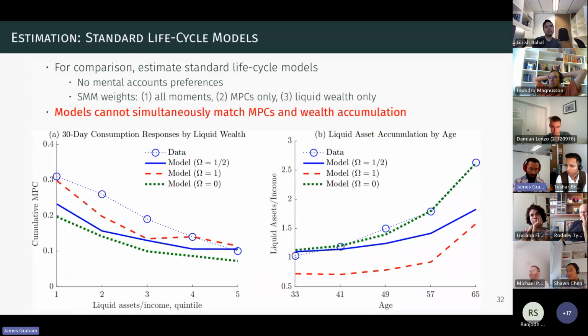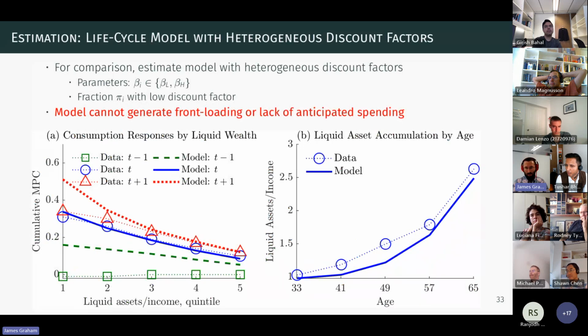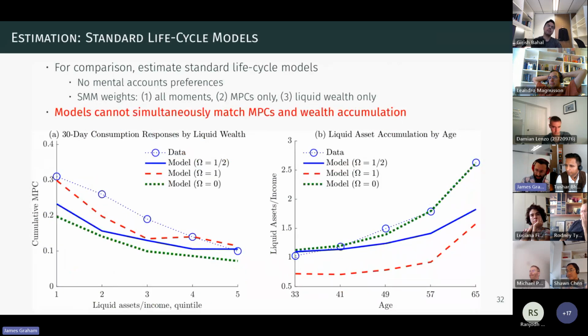Okay, I won't go into too much detail. I want to show you this one, and then the next one. So what we're going to do instead is check whether that standard model could have captured these kinds of patterns in the data. Maybe it can, maybe it can't. So let's start with a model that just doesn't have mental accounts, but is otherwise standard.